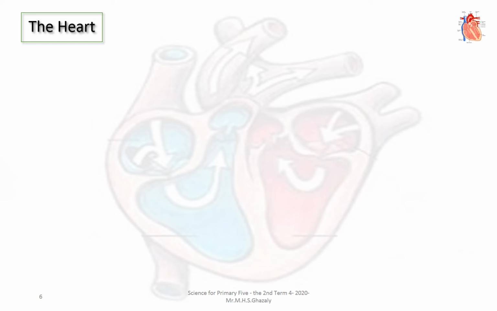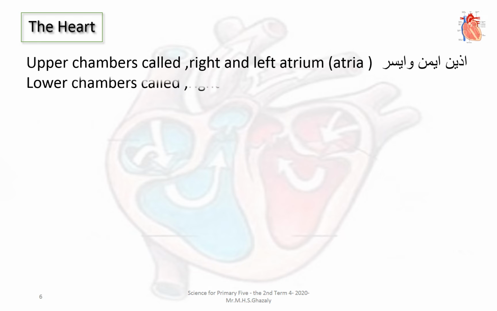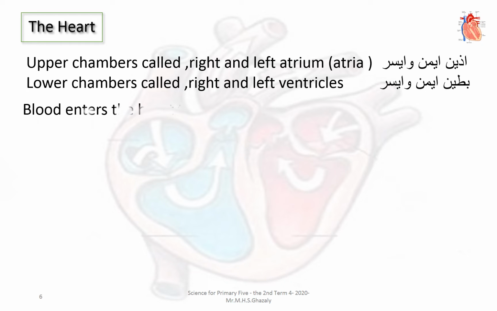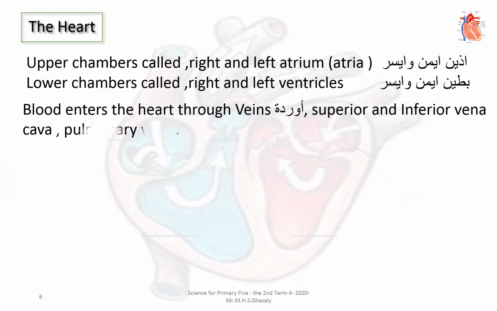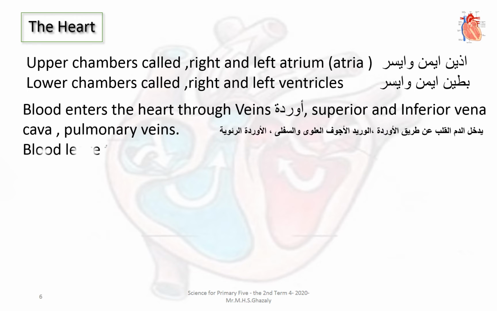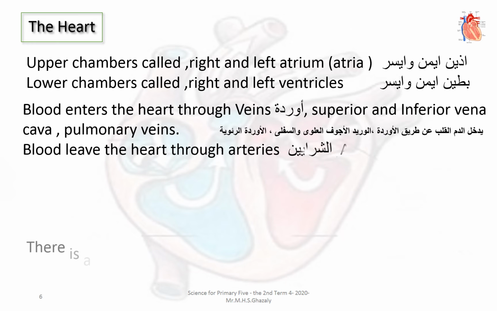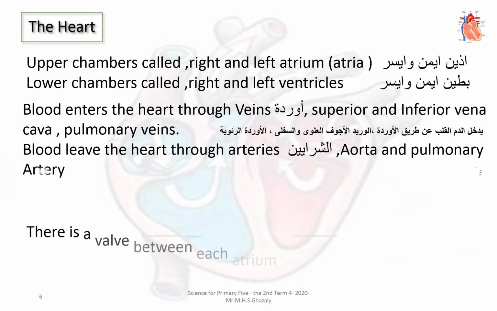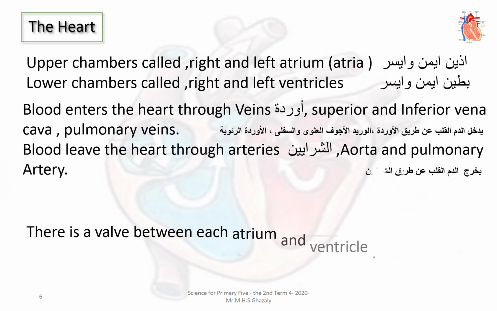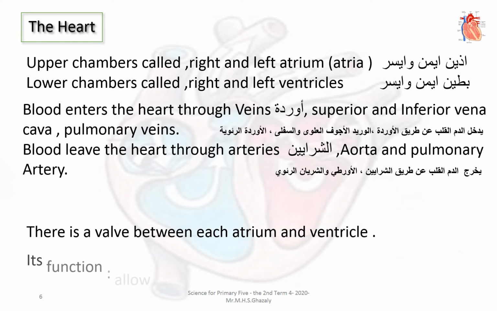Upper chambers are called right and left atrium. Lower chambers are called right and left ventricles. Blood enters the heart through veins: superior and inferior vena cava, and pulmonary veins. Blood leaves the heart through arteries: aorta and pulmonary artery.